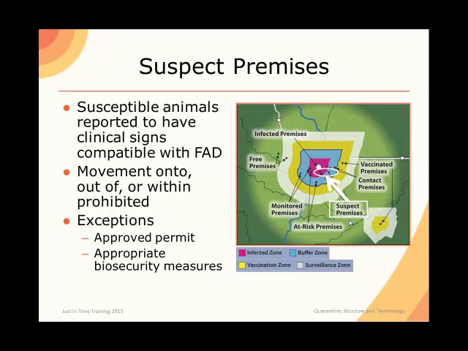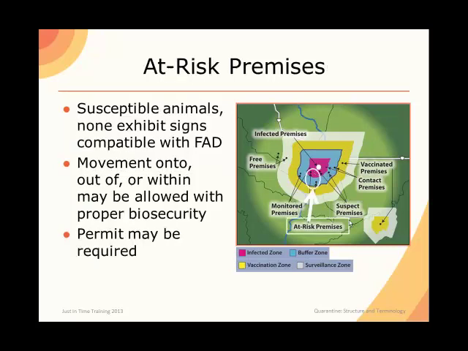The movement of animals, animal products, animal semen or embryos, and various fomites onto, out of, or within a suspect premises will be prohibited unless a specific permit is approved by incident command and appropriate biosecurity measures are used. In this graphic, the suspect premises are indicated in the white oval.